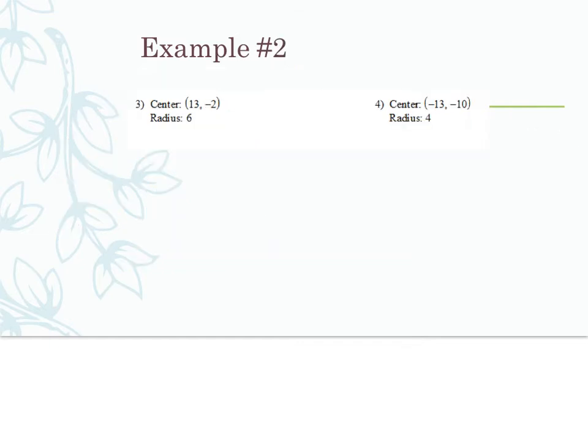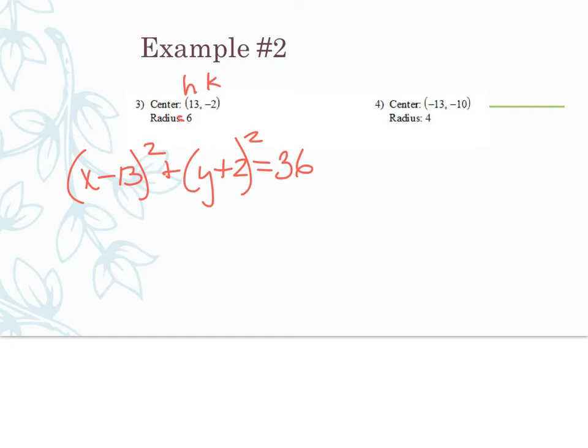Okay, so here's more of the same, but you do want to be careful with h and k being negatives. If you're thinking change the sign, you're going to be fine. So I would write down that this is h, this is k, and of course this is r. So let's plug it into the formula. X minus h is (x minus 13) squared plus (y minus k). Think change k, so that minus negative 2 becomes plus 2, squared, equals radius squared. 6 squared is 36. We're done.